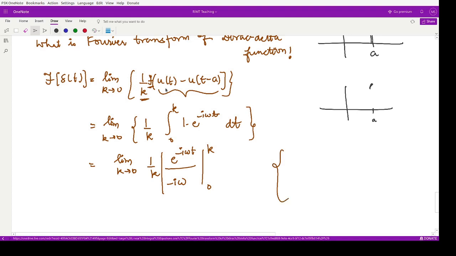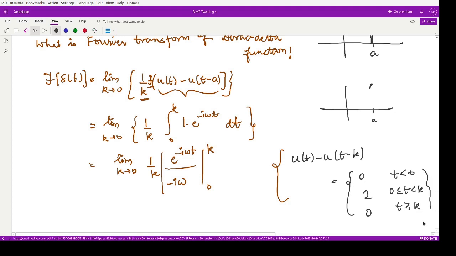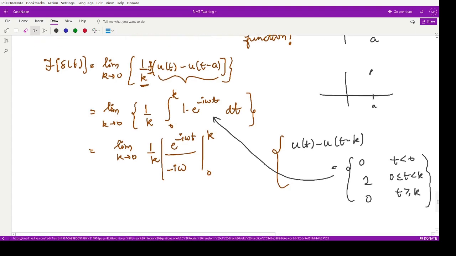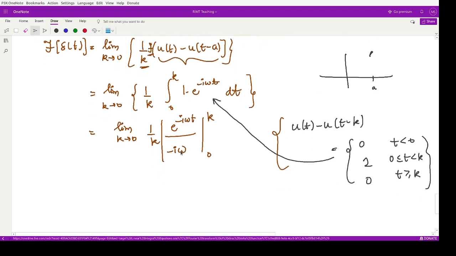What is this function? U of t minus u of t minus k, we have just seen this is equivalent to 0 whenever t is less than 0, equivalent to 1 whenever t lies between 0 and k, and equal to 0 whenever t is greater than or equal to k. So we have used this definition and applied the Fourier transform. Then we have performed the integration and substituted the limits. After substituting the limits, we have limit k goes to 0 of minus 1 by iota omega k, and then e to the power minus iota omega k minus 1.